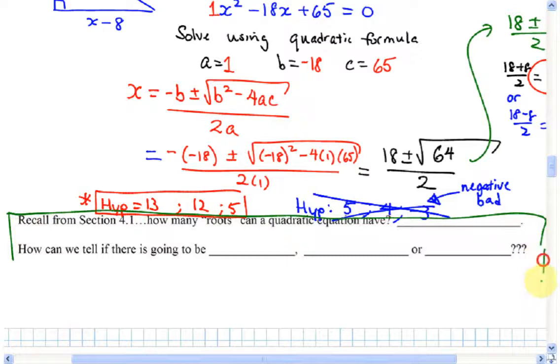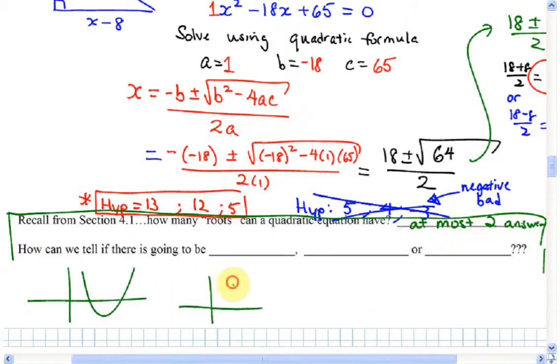Recall in section 4.1. I asked you how many roots does a quadratic equation have? And your answer was? 5, if you want to be kicked out of my class, yes. 6, if you want to be even thrown to the pit. 0, 1, or 2, yes. So at most, 2 answers. Remember, you look at the actual graphs. Remember the lovely graphs? 2 answers, 1 answer, no answer. Remember that? Remember those quiz questions?